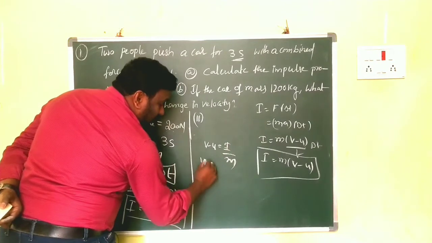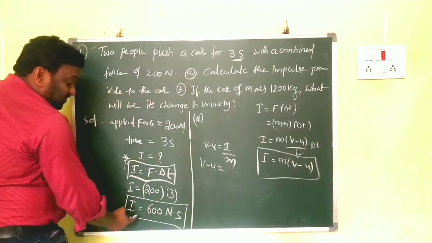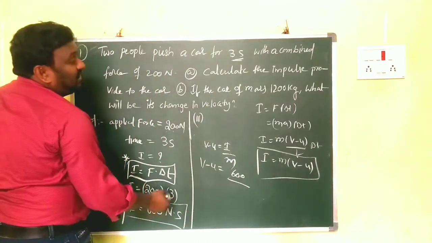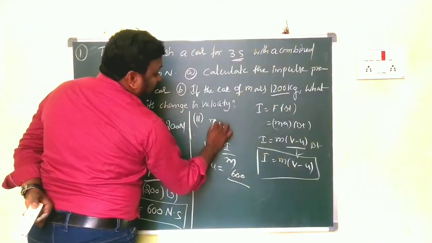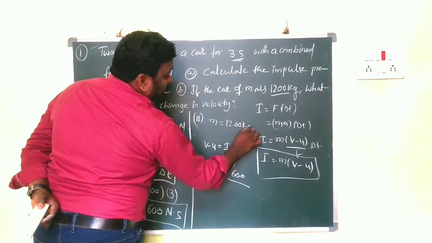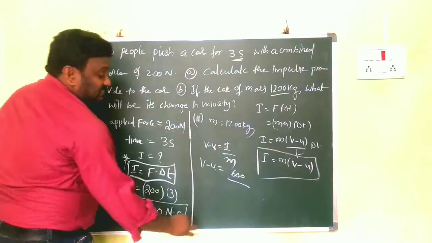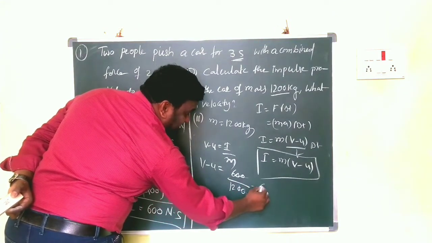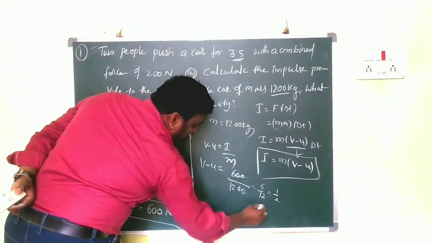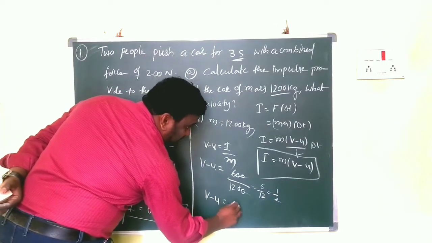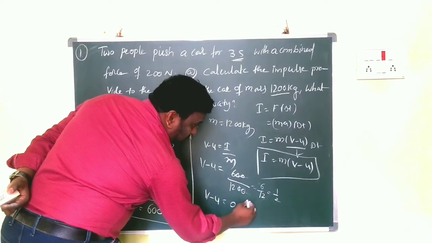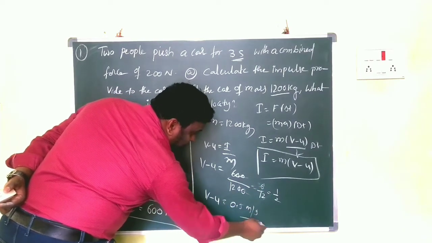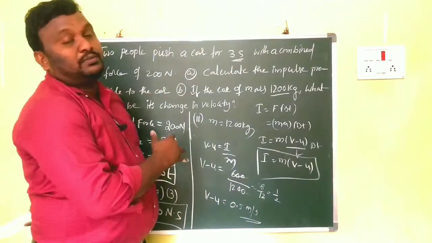Then here, v minus u is equal to I, whose value we got as 600. What is the mass of the car? The mass of the car is 1200 kg. Now substitute here: this is 1200, the zeros cancel. What do you get? 6 by 12 means 1 by 2. Then v minus u is equal to 0.5 meter per second.